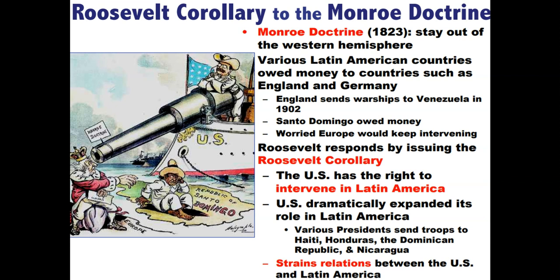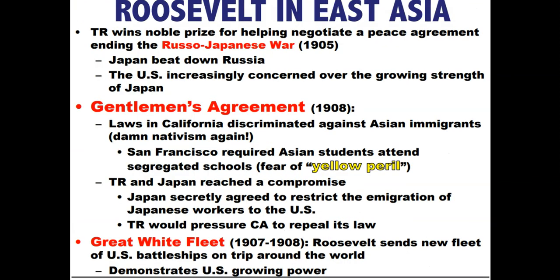The U.S. dramatically expanded its role in Latin America through the Roosevelt Corollary. Various presidents sent troops to Haiti, Honduras, the Dominican Republic, and even Nicaragua many times in order to get those nations to cooperate with the United States. All of this movement basically strained relations between the U.S. and Latin America.